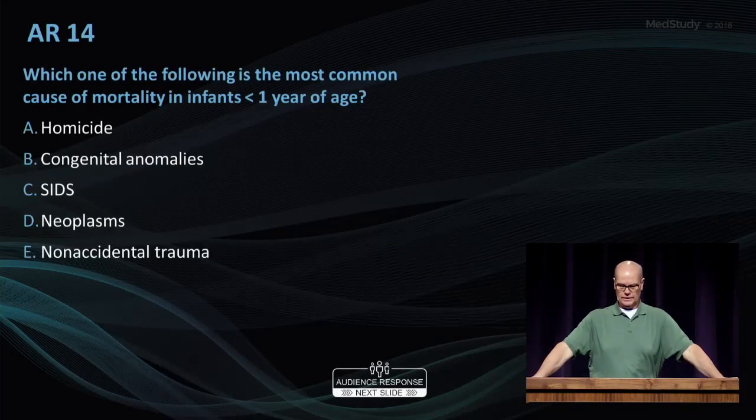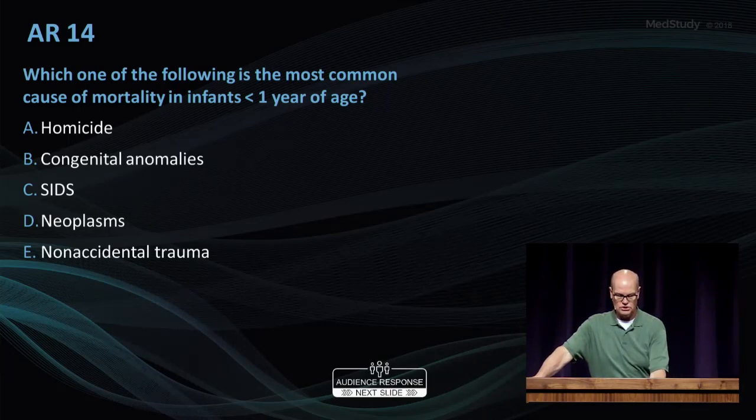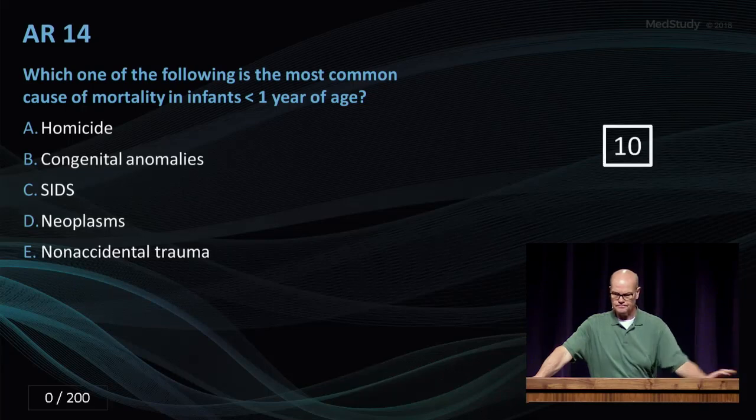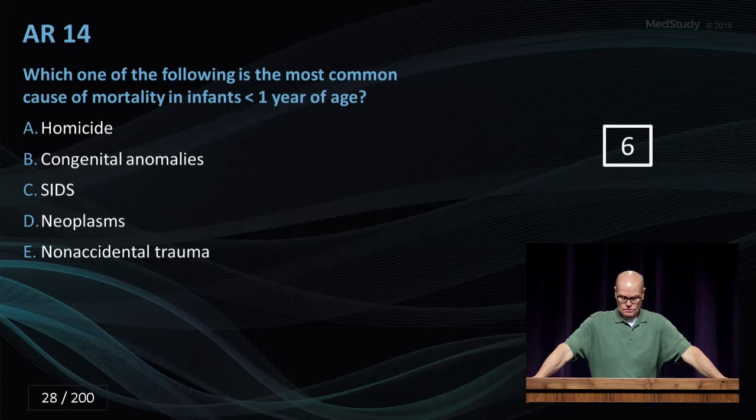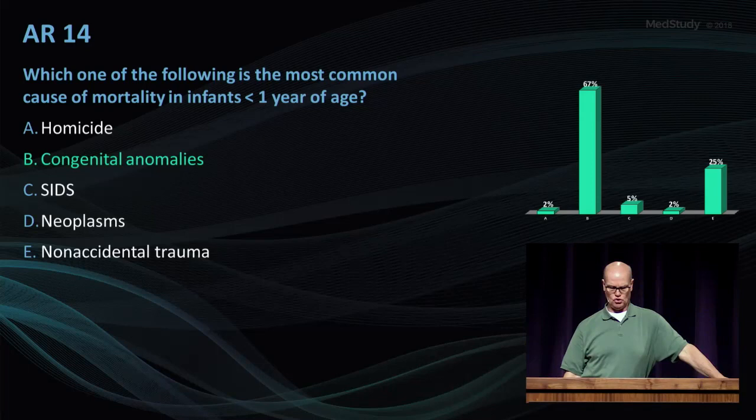Which one of the following is the most common cause of mortality in infants less than a year of age? So we had a question like this in the adolescent age group. What is it in those who are under 1 year of age? And congenital anomalies is correct.